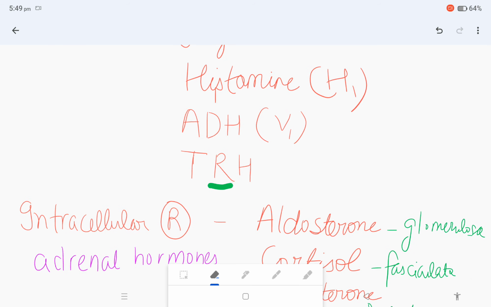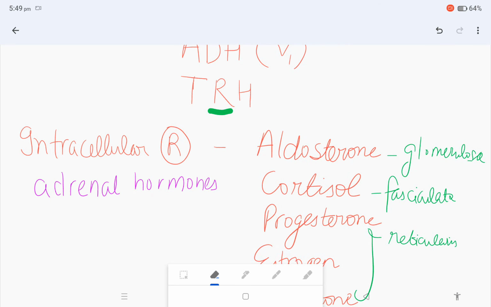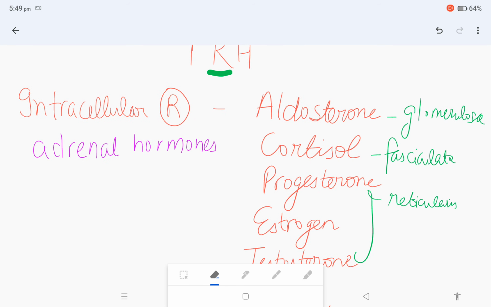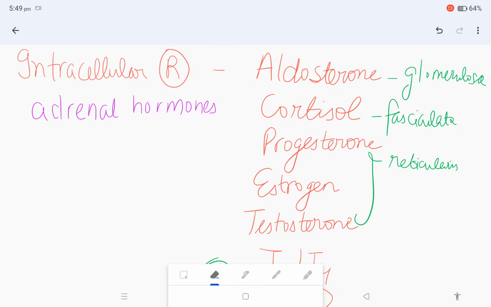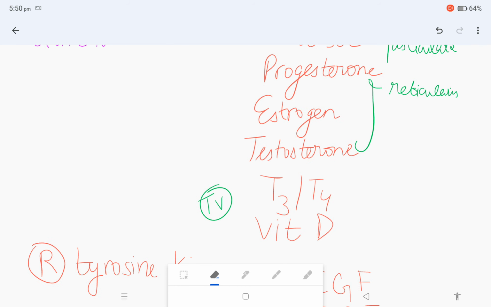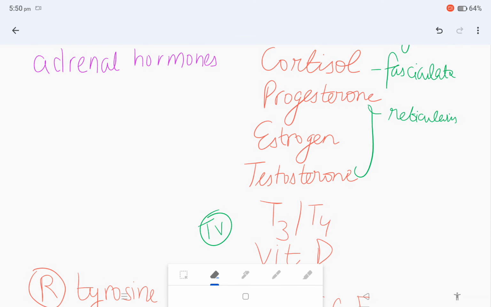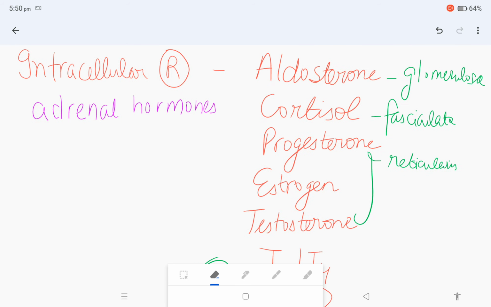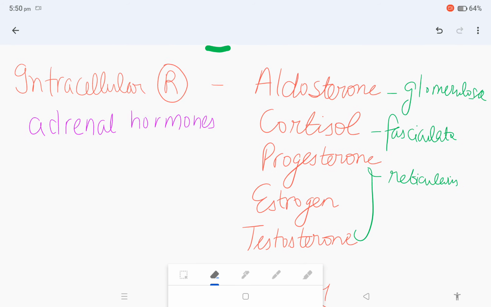Then we have intracellular receptors. In the intracellular receptors, we have adrenal hormones. And adrenal hormone, from the glomerulosa we have the aldosterone, from the fasciculata layer we have the cortisol, and from the reticularis we have the progesterone, estrogen, testosterone. And then another hormones are T3, T4, thyroid hormones, and vitamin D. So thyroxine, vitamin D, and the adrenal hormones, these are from the intracellular receptors.